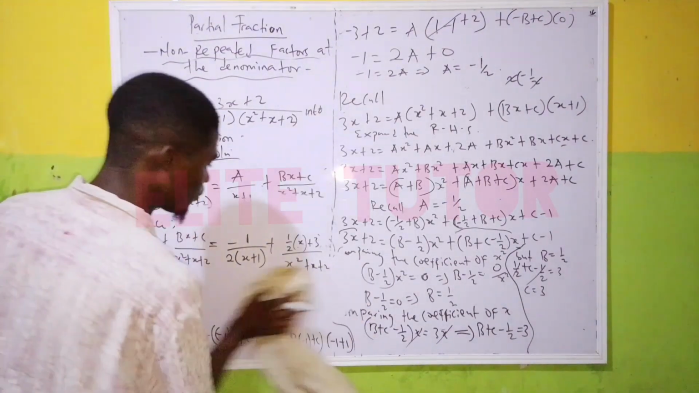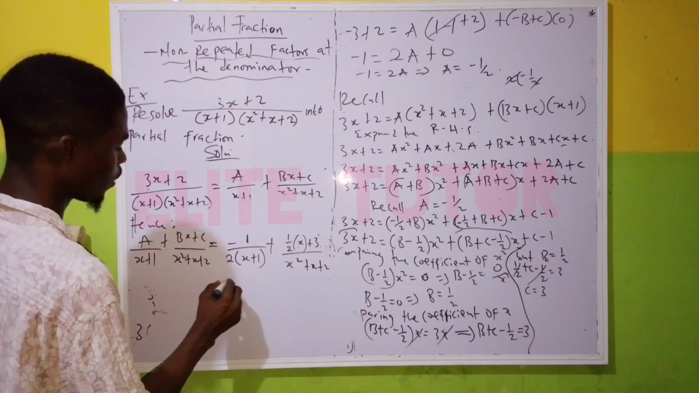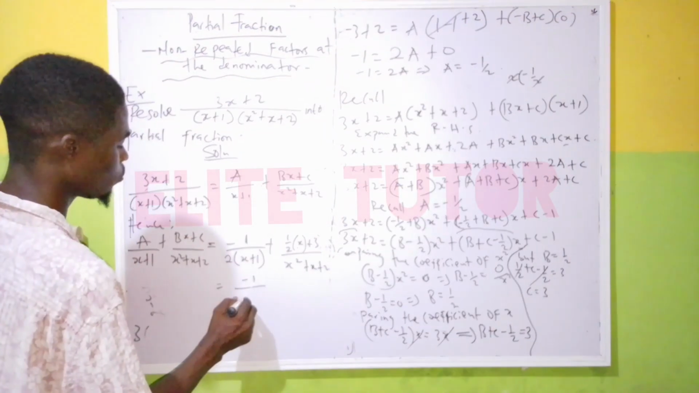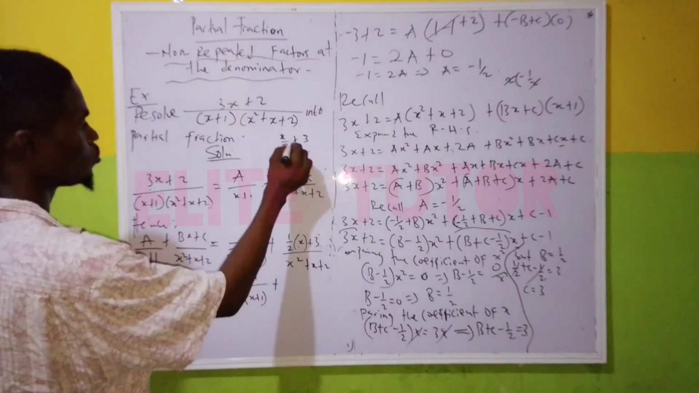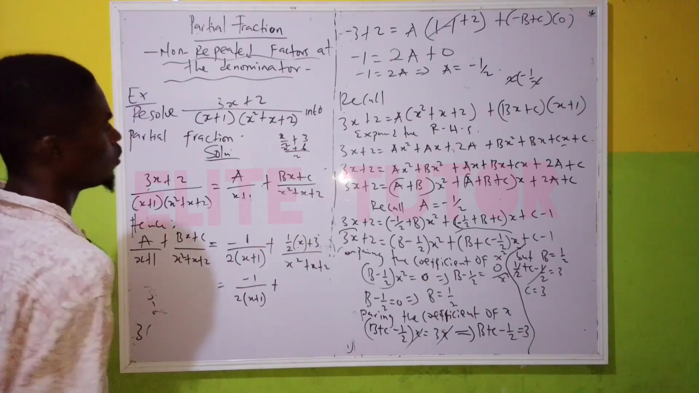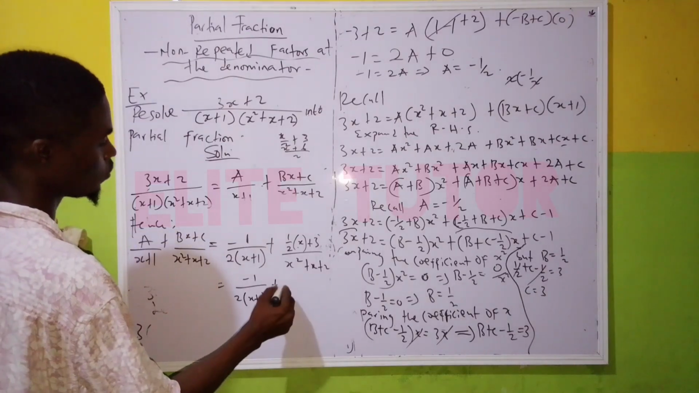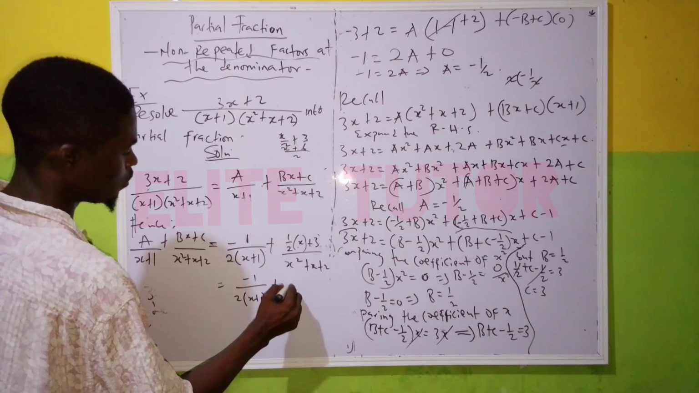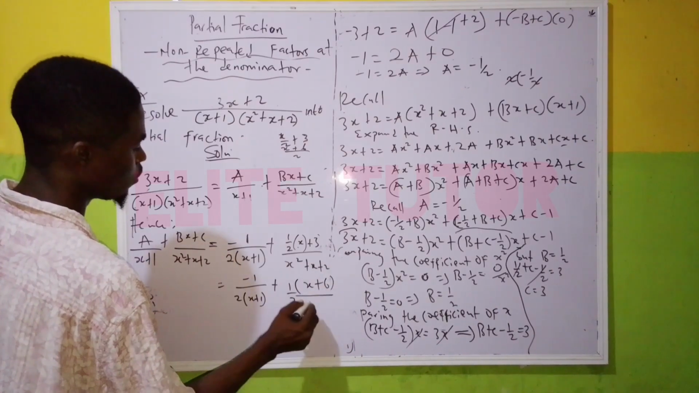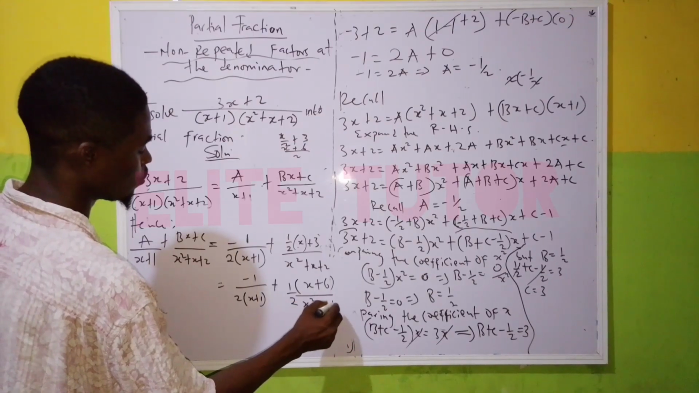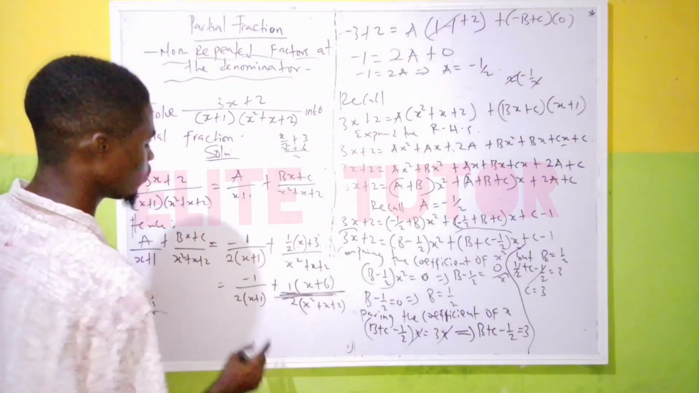Alright, so now, at the end of the day, let's see what we are going to be having. We are going to be having minus 1 over 2 x plus 1 plus, let's take LCM, x plus 6. So I'm going to be having 1 over 2 into x plus 6, then x squared plus x plus 2. Alright, at the end of the day, this is what we have for this one.